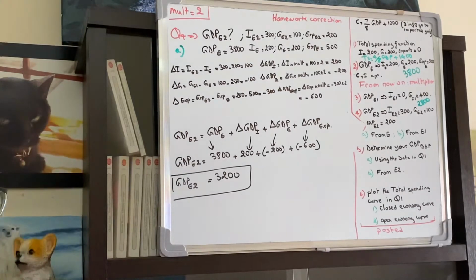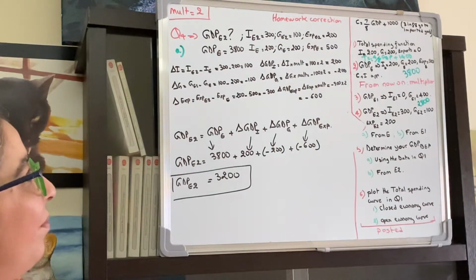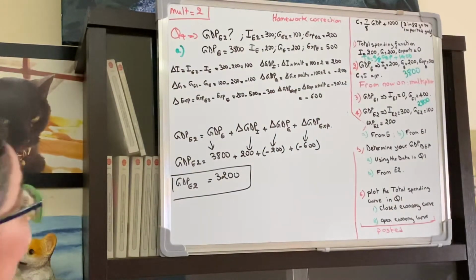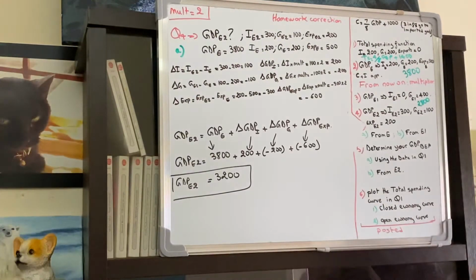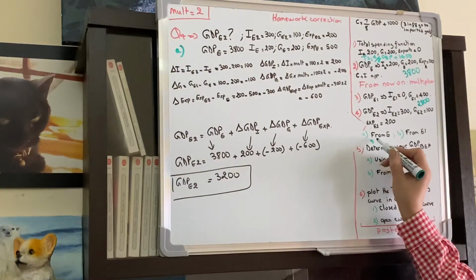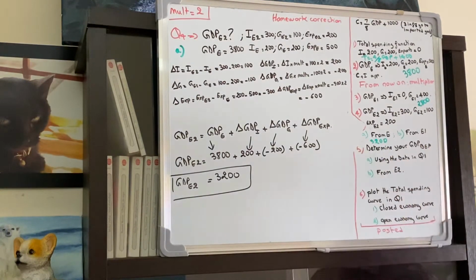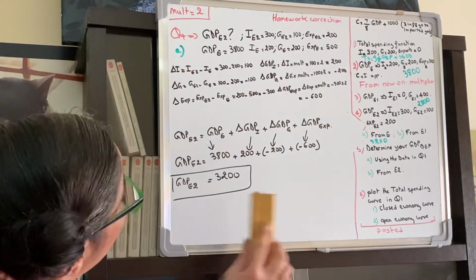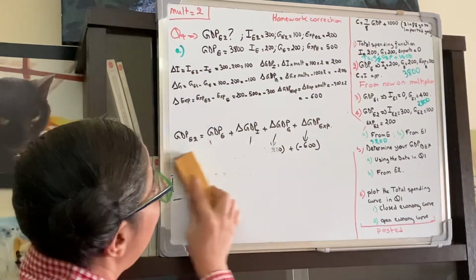Could you please take a screenshot? Because I need now to calculate it from E1. Done? Moving on. So I found 3,200 and I need to find exactly the same number. If I don't find the same number, it means I made a mistake. I hope not. Okay, erasing.